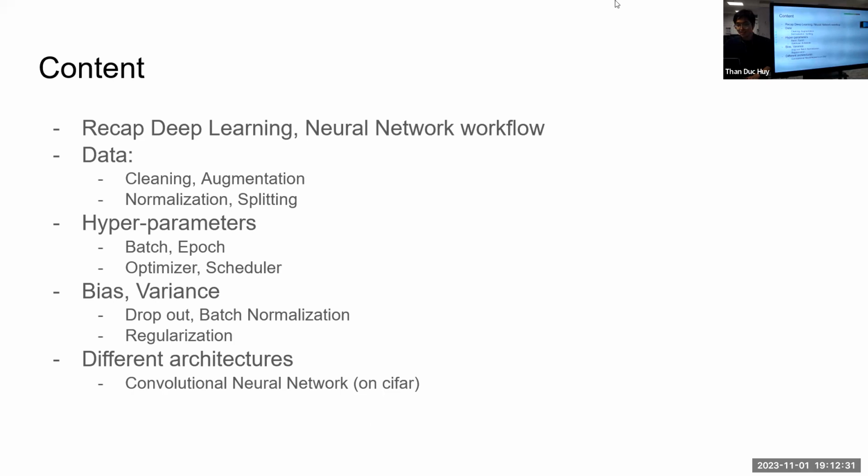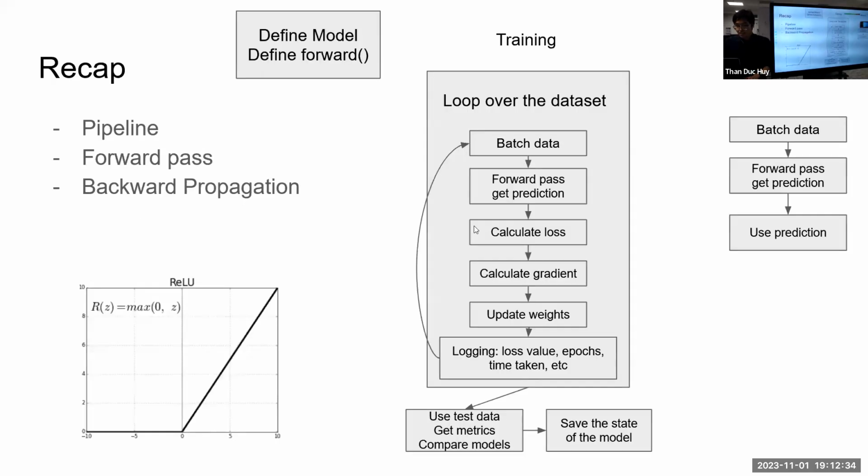So first, the neural network workflow. As a recap, I will be going through the neural network training pipeline. There are two important points that we raised last time, which are the forward pass and the backward propagation. We also shared how the neural network works under the hood, as well as the activation function, right? On the screen, I put one activation function, which is the ReLU activation function.